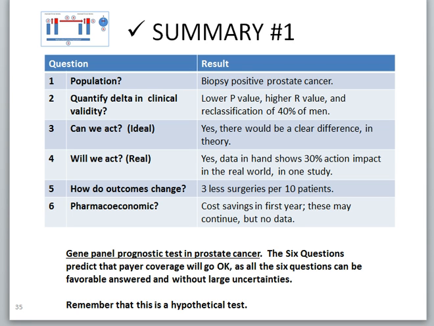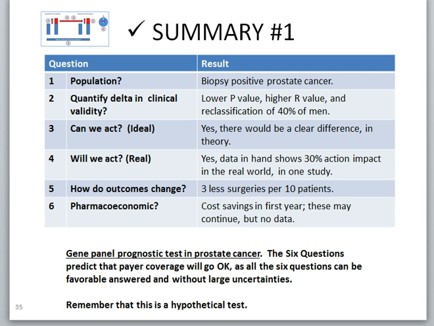Several companies are working this area, introducing a molecular test at this point. Who's the population? Biopsy positive prostate cancer. What's the delta in clinical validity? Well, let's say the molecular test has a lower p-value, a higher r-value. Not sure what to do with that, but it also reclassifies 40% of the men. Well, that's interesting. Can we act on this in an ideal world? Yes. If everything's correct, if we believe everything, if there was a clear difference, then we could recommend less men for prostate surgery. Will we act in the real world?